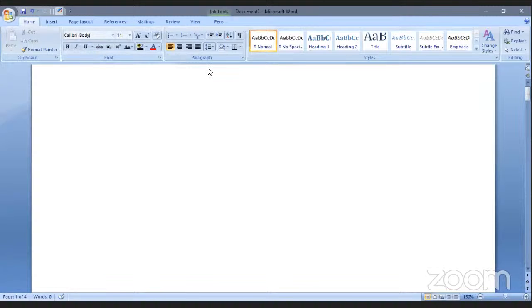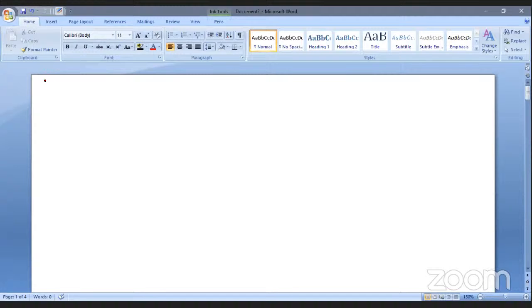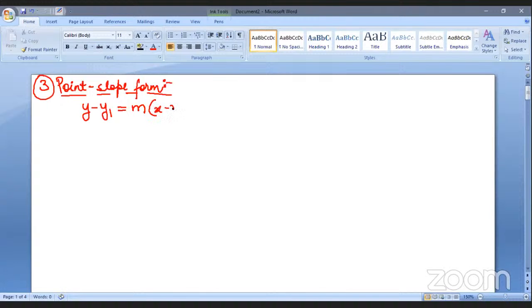So now the next thing that we have, the third point, is known as point slope form. It is very simple. y minus y1 is equal to m times (x minus x1). This is the point slope form of a line.